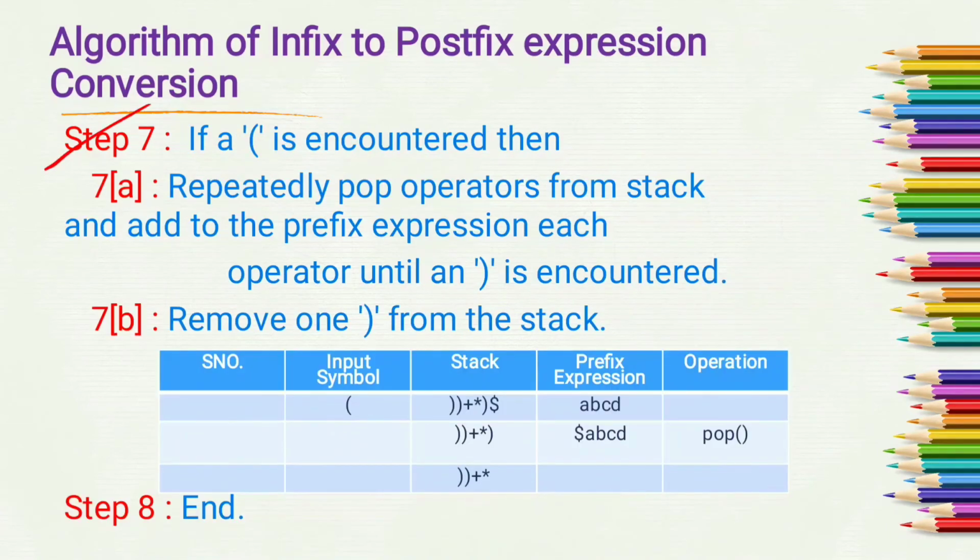Step 7 is if an open bracket is encountered, repeatedly pop operators from the stack and add them into the prefix expression until a closing bracket is encountered. Here you can see as the open bracket is encountered, we have to pop all the operators from the stack until we get a closing bracket. So dollar will be popped out and added into the prefix expression. As we get the closing bracket, in step 7b, we have to remove the closing bracket from the stack. Now the stack contains these operators.